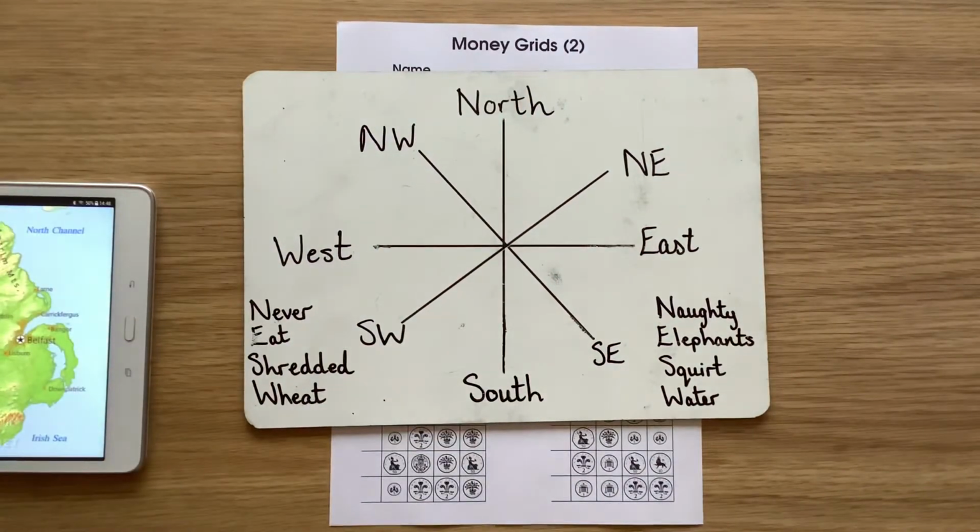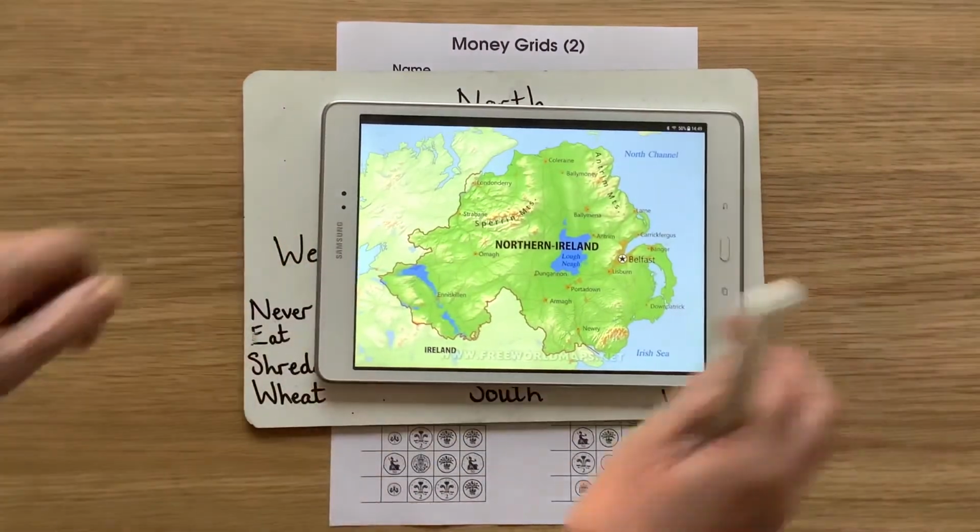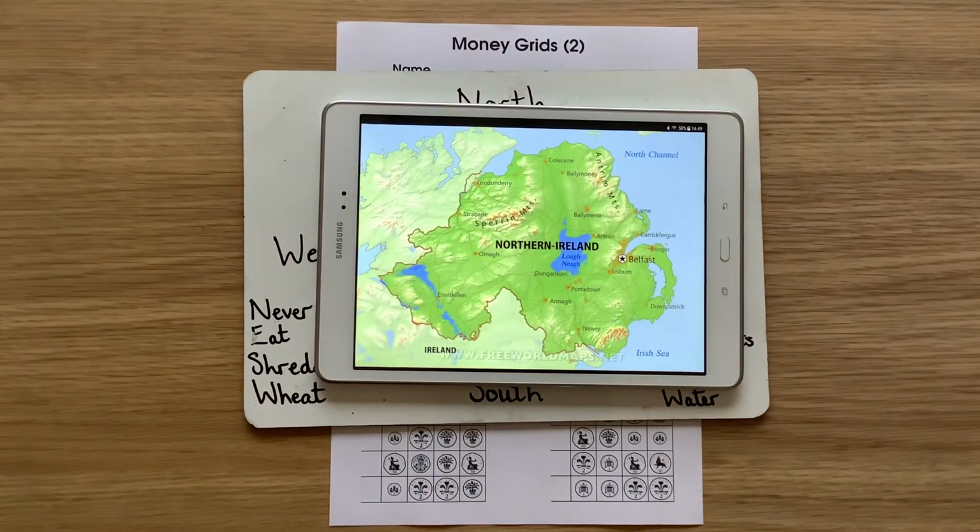So those are the main points of a compass, but when do we use them? Well, we use compass points particularly if we're looking at a map. We use compass points to help us find our way around a map.